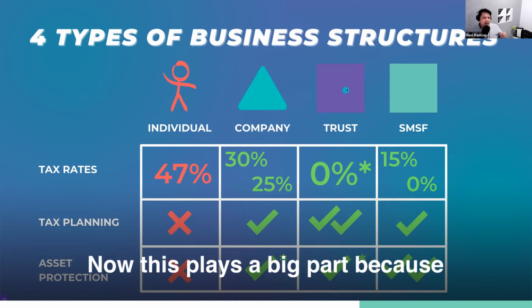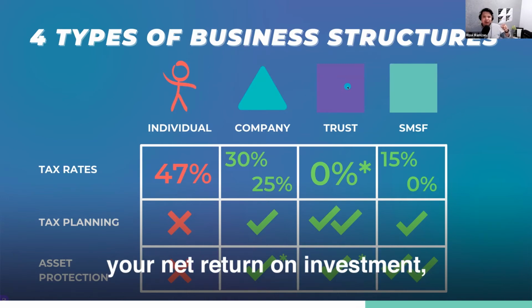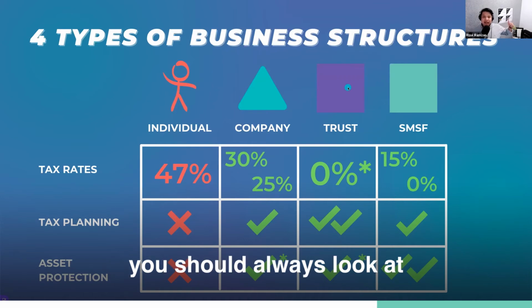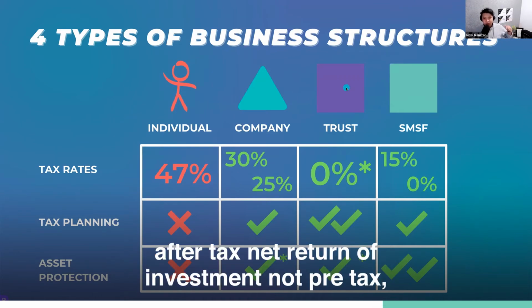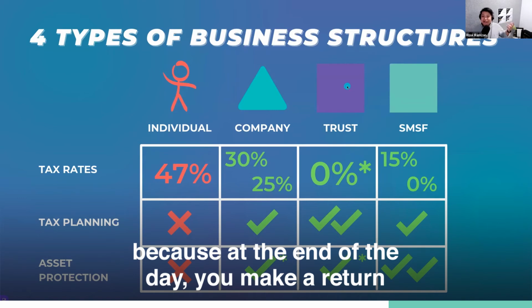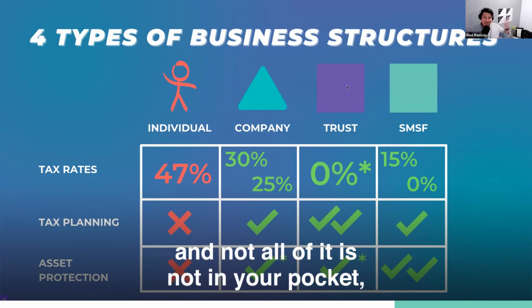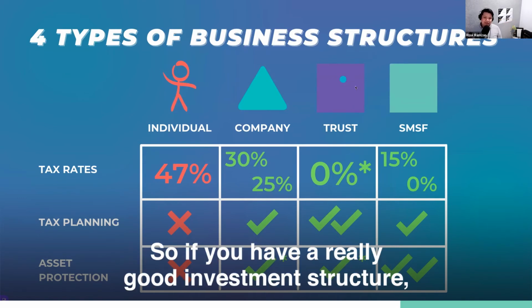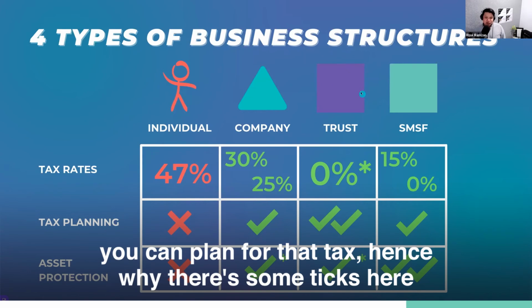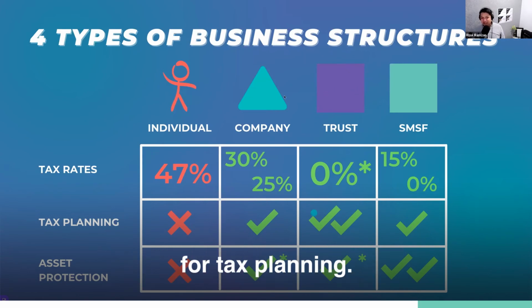Now, this plays a big part because your net return on investment, you should always look at after-tax net return on investment, not pre-tax, because at the end of the day, you make a return, but not all of it is in your pocket. Some of it goes to the ATO. So if you have a really good investment structure, you can plan for that tax. Hence why there are some ticks here for tax planning.